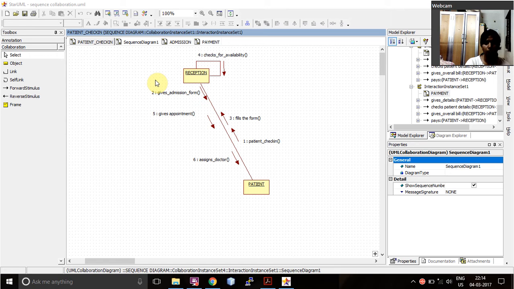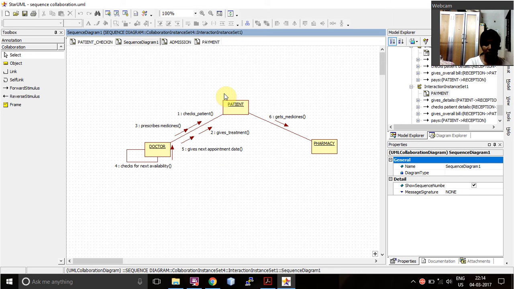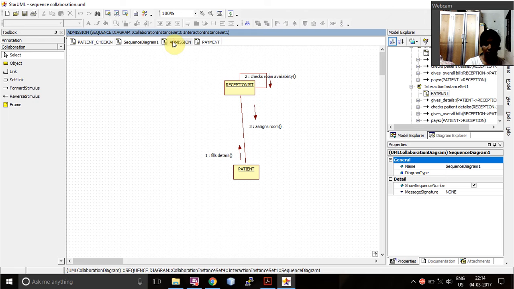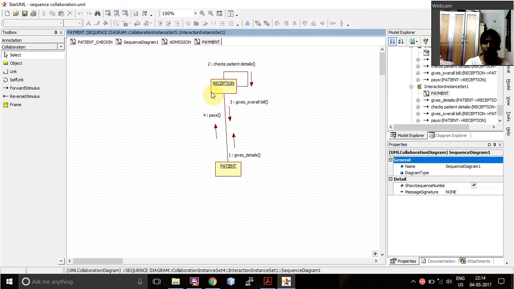The first one is for the patient check-in, the second one is the treatment of a patient, the third one is for the admission of a patient, and the fourth one is the payment procedure.